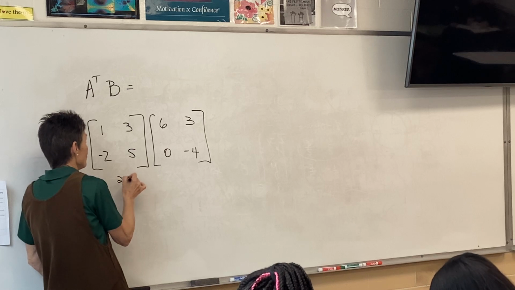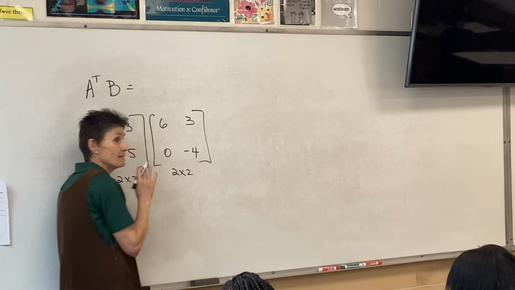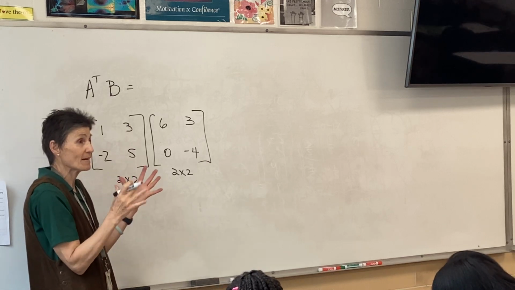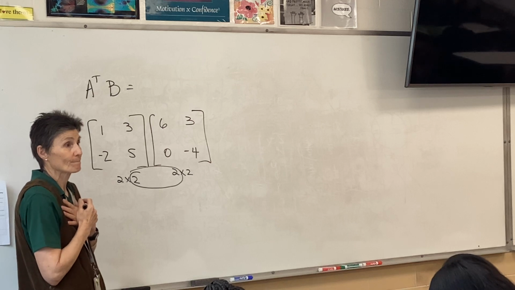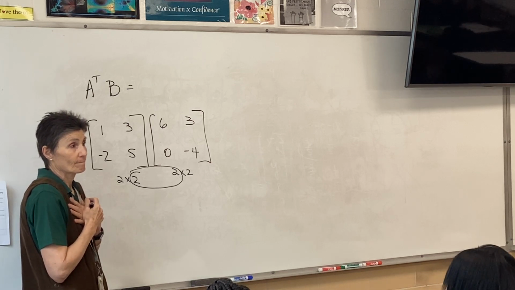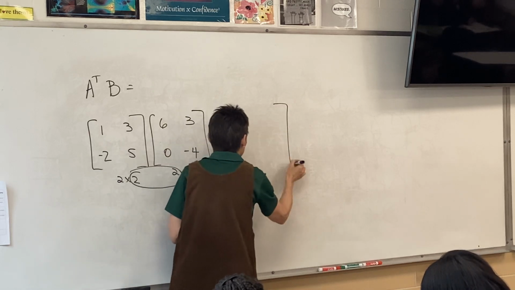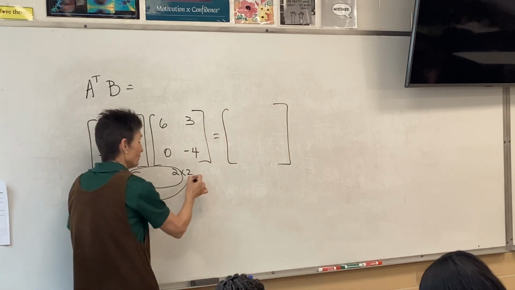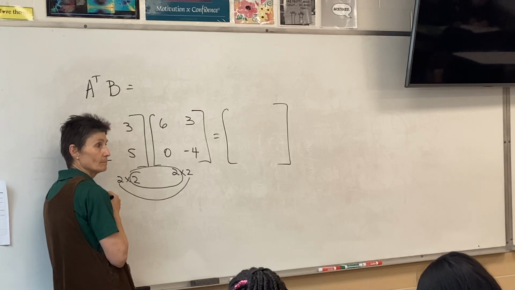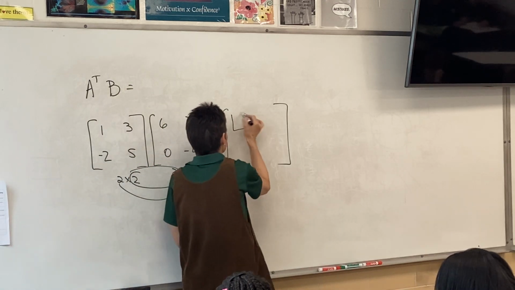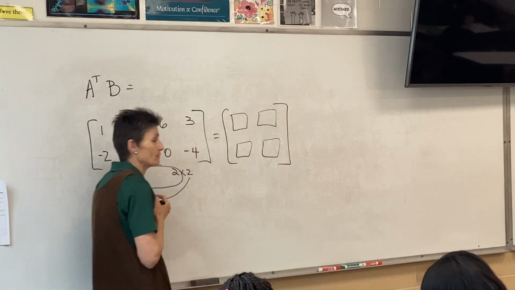This guy is a 2 by 2, and this guy is a 2 by 2. In multiplication, they don't have to match exactly, just these have to match. Remember that? The answer then will be another 2 by 2. So I gotta find two numbers and two numbers. That's what I gotta figure out, those numbers.